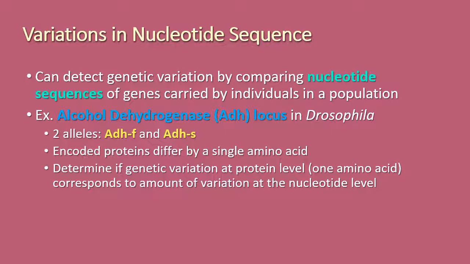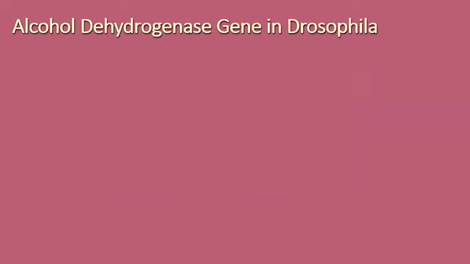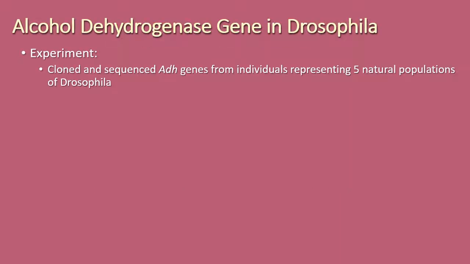So some researchers wanted to look on the nucleotide level and see if that difference in phenotype, that difference in proteins of just one amino acid, corresponded to the variation at the nucleotide level, at the sequence of bases. So they cloned and sequenced genes from Drosophila of 5 different populations, and they found a total of 43 nucleotide variations that were distributed throughout this single gene, alcohol dehydrogenase.